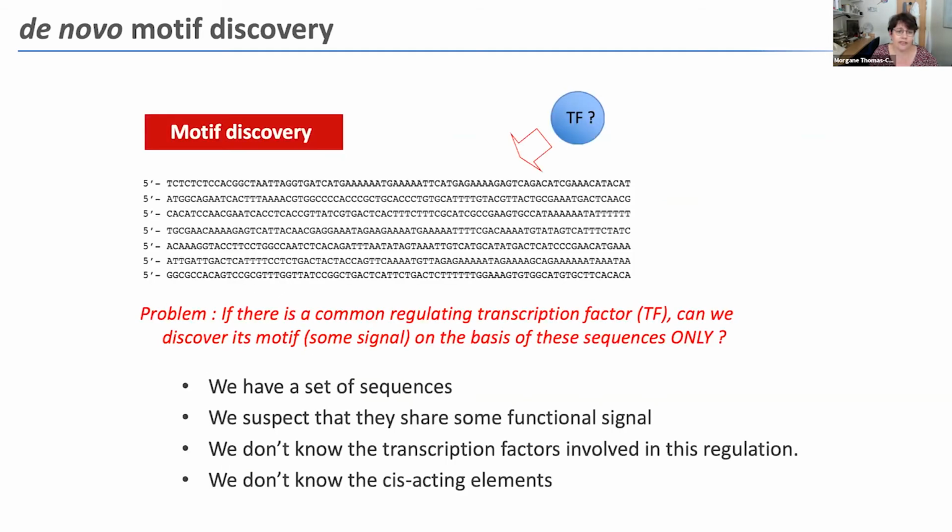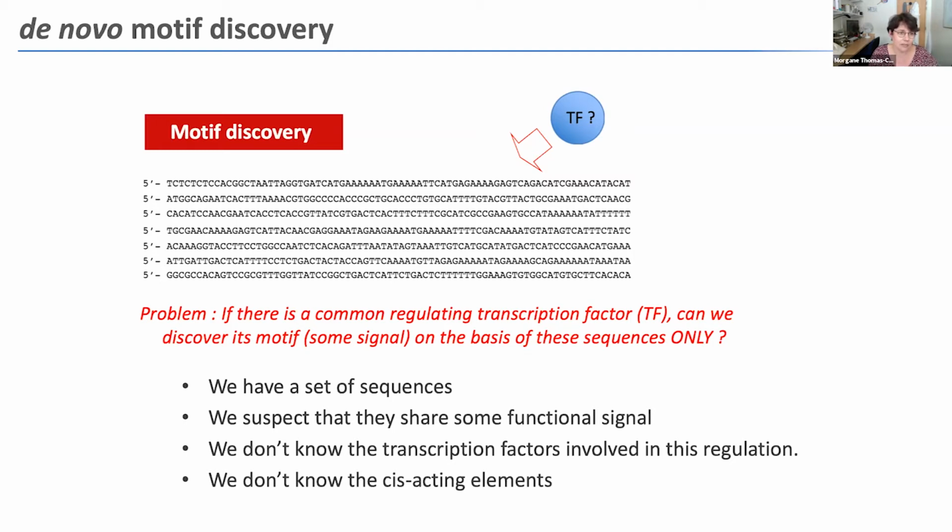To go more into the details, the motif discovery problem is when you have a set of sequences like presented here. Here we have upstream sequences of the few genes that I showed you earlier. We would like to know if there is a common regulating transcription factor. Can we discover its motif on the basis of just the sequences? We suspect that they share some functional signal, but we're not sure. We don't know the transcription factors that are involved, and we don't know the cis-regulatory elements. So the motif discovery problem is a really tough one.